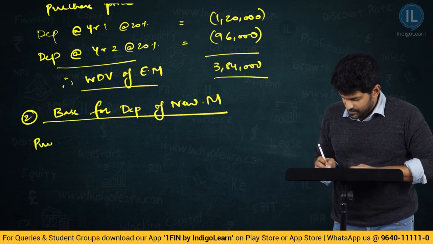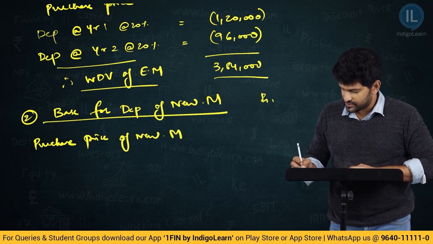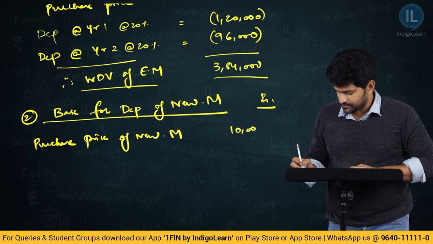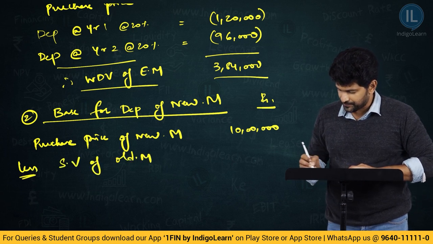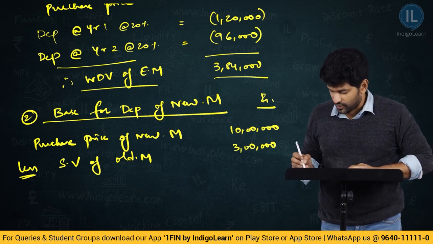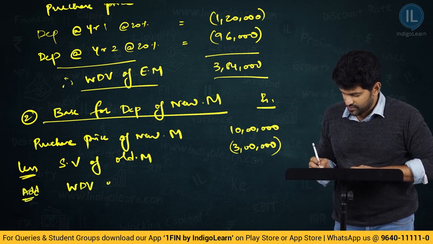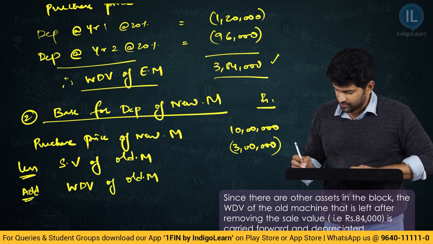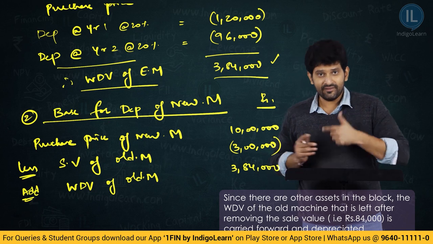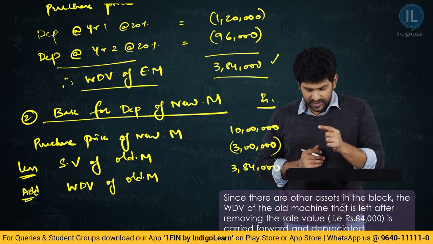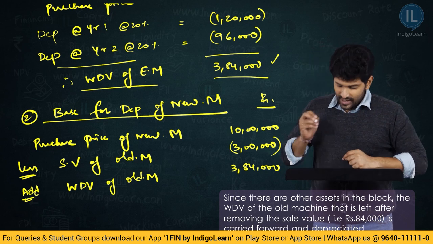Therefore, purchase price of new machine, rupees, that is given to be how much? 10 lakhs, less sale value of old machine, that is 3 lakhs. Had this block point not been mentioned, it would have stopped. Add WDV of old machine. That is, we just got now 3,84,000. The WDV is slightly higher than the sale value. What does it mean? The value which it has is higher than the value at which it is sold. Therefore, there is an excess which has to be added to the purchase price.